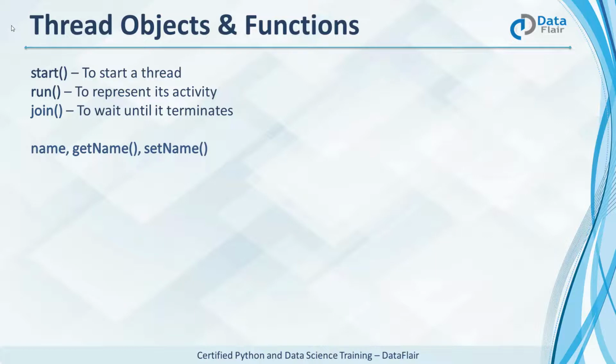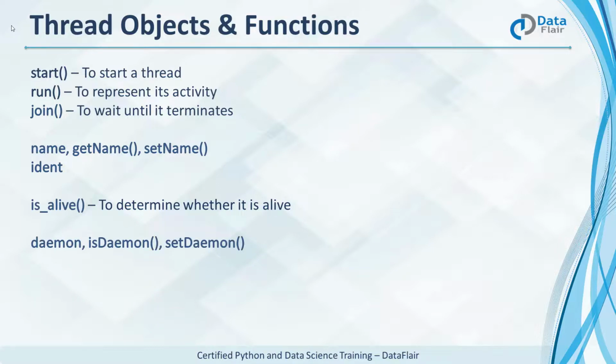Name, getName, and setName give us the name of the thread and help us get and set it. Ident identifies it. IsAlive tells us whether the thread is alive. And daemon and setDaemon get and set the daemon. A daemon runs as a background process.